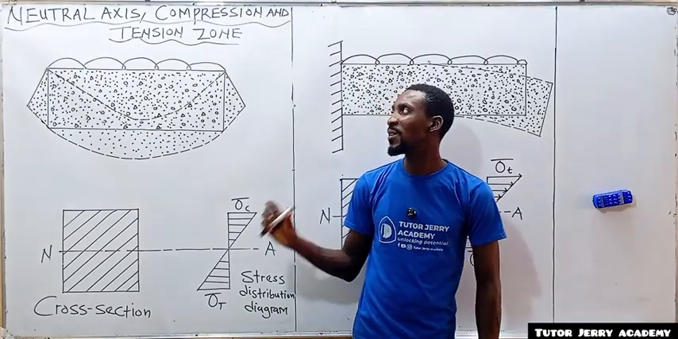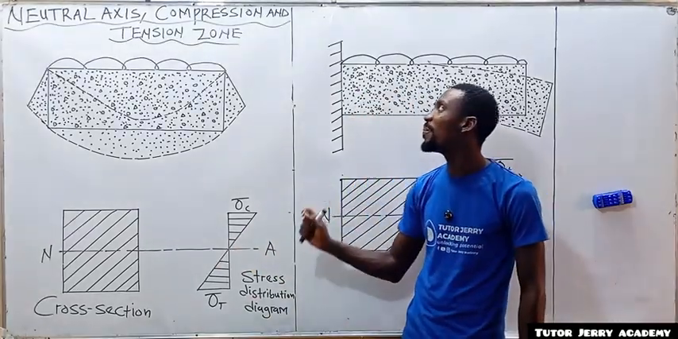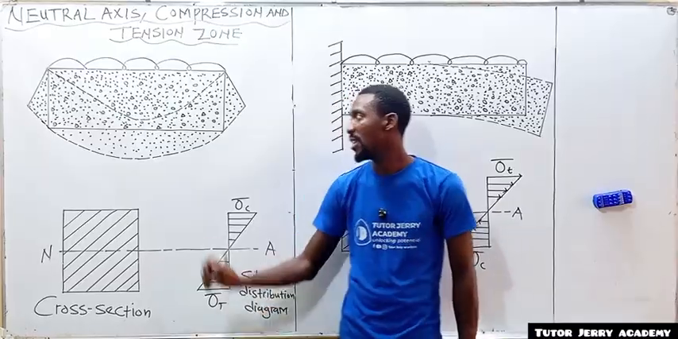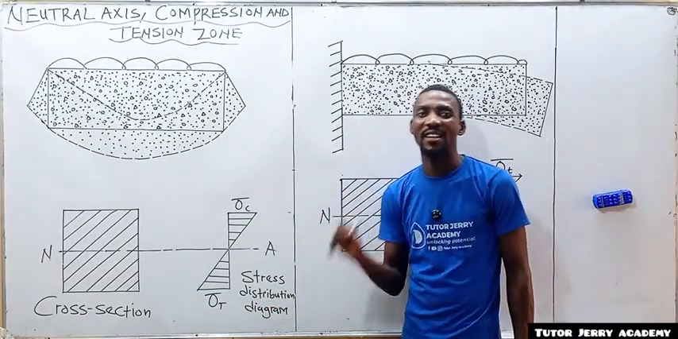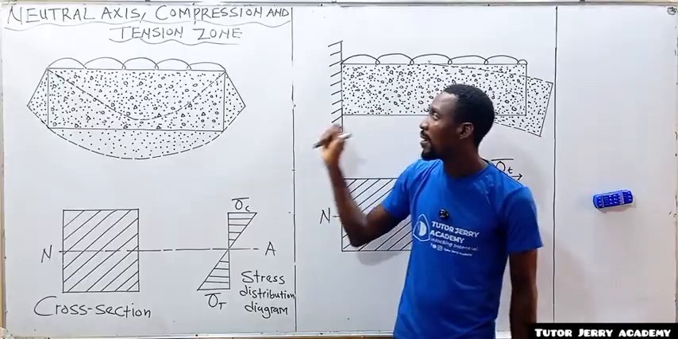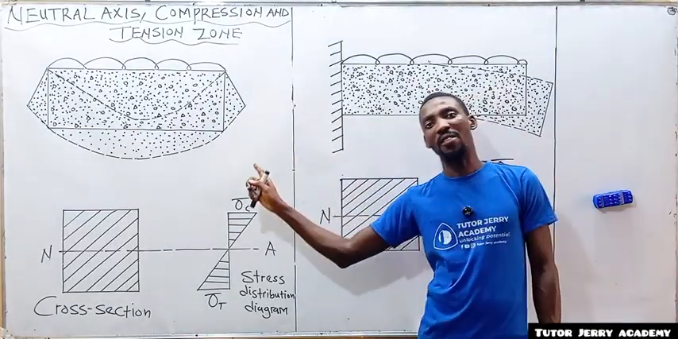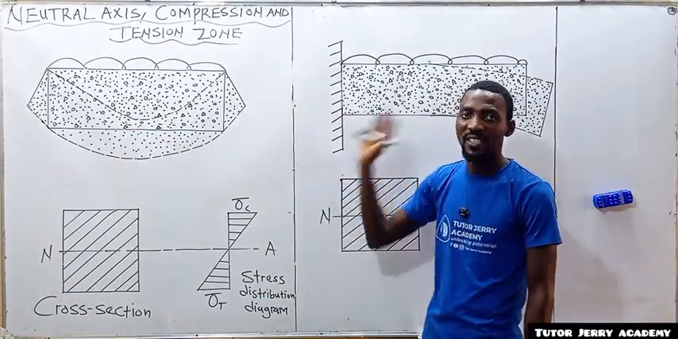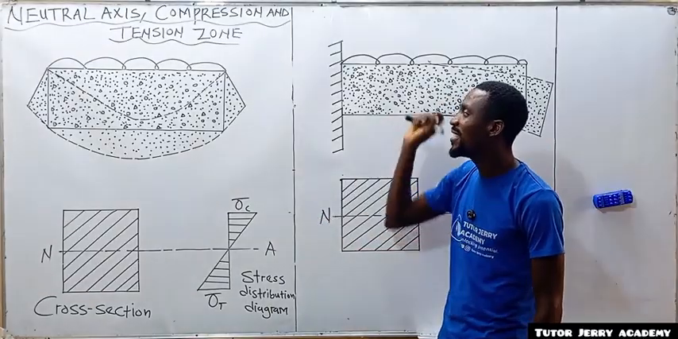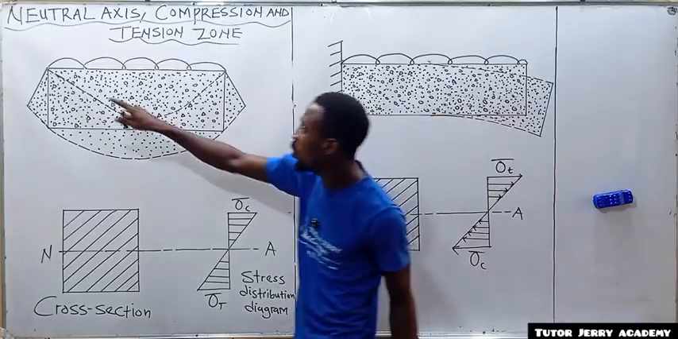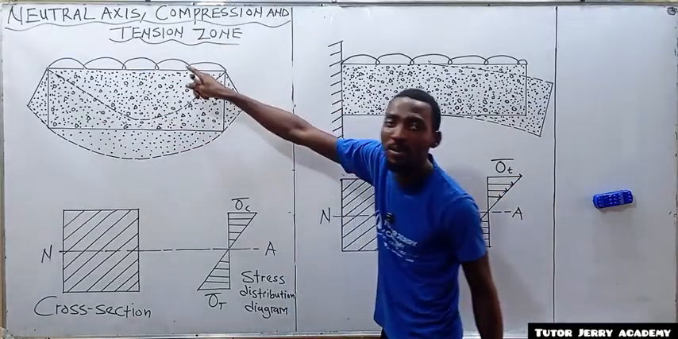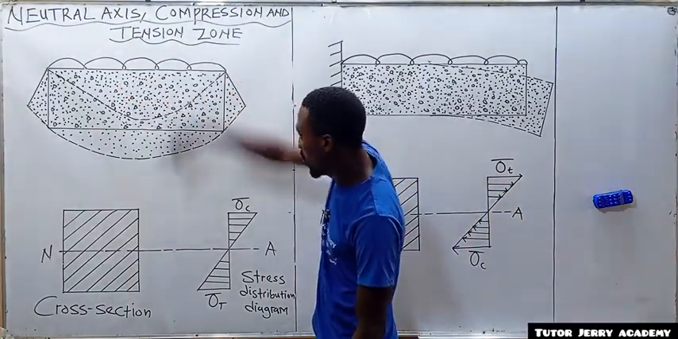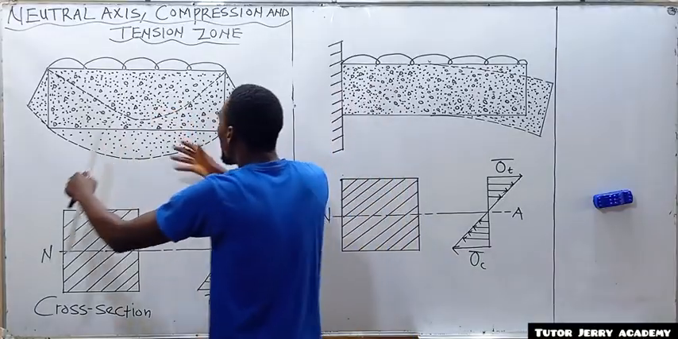All right, let's look at the concept of neutral axis, compression and tension zone under RCC, reinforced cement concrete. Above is a simply supported cement concrete beam, not reinforced, because you can see we don't have any reinforcing material here. It is just cement concrete. A simply supported cement concrete beam that is loaded with a uniformly distributed load.